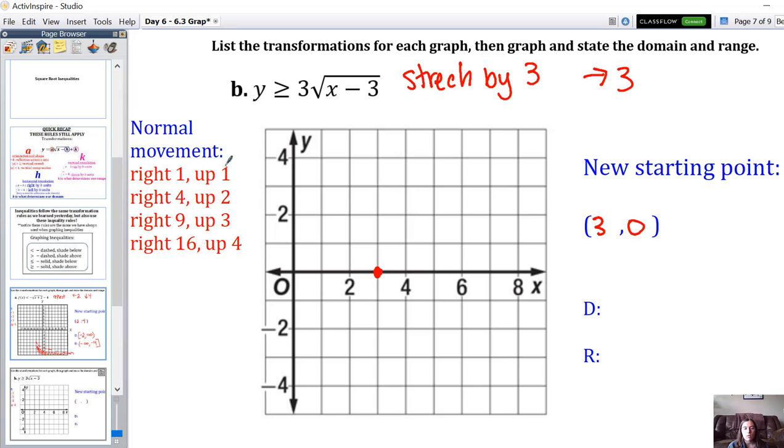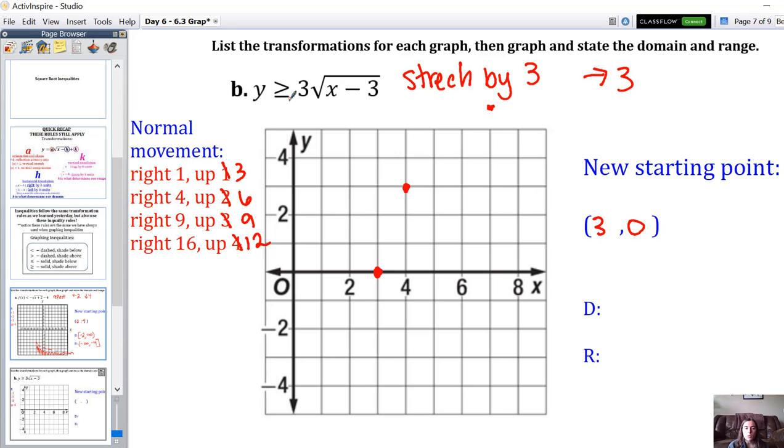So now we'll go to the right 1 and up 3, to the right 4 and up 6, 2 times 3, to the right 9 and up 9, to the right 16 and up 12. From our starting point, go to the right 1, up 3, to the right 4 and up 6. This is going way off the graph. Look how tall this graph is, that's all I have room for.